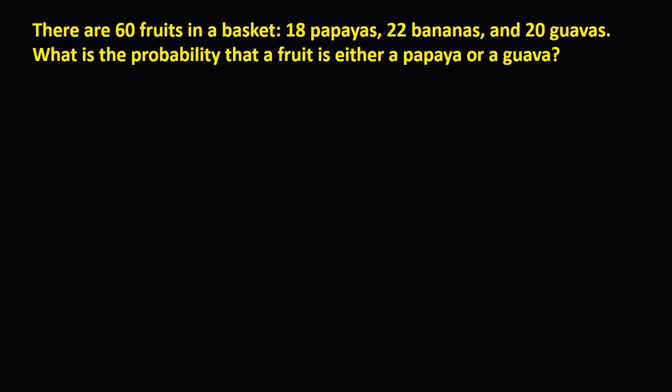Then for this problem, there are 60 fruits in a basket: 18 papayas, 22 bananas, and 20 guavas. So what is the probability that the fruit is either a papaya or a guava? So first, we need to find the probability for papaya. Since we only have 18 papayas, the probability is 18 over 60. And for the probability of guava, since we have 20 guavas, that's 20 over 60.